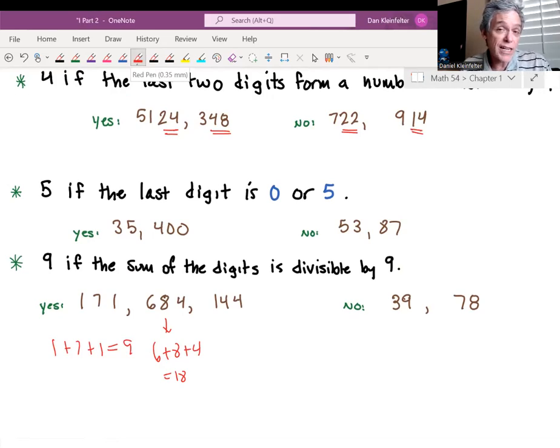You can check that 39 isn't. 39, 3 plus 9 is 12, and while 12 is divisible by 3, 39 would be divisible by 3. It's not divisible by 9 because 12 is not divisible by 9. And the same thing can be said for 78.